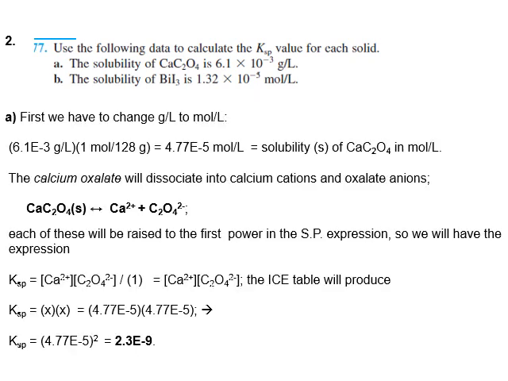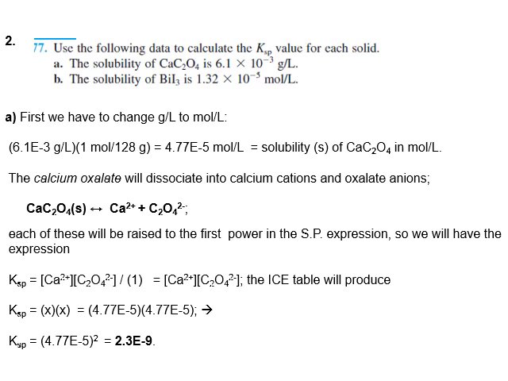So here's A. All we have to really do for this one is just divide the 6.1 times 10 to the minus third by 128. The way I have it is equivalent to dividing. And so you get 4.77 times 10 to the minus fifth, and that's moles per liter, right? So that's what we want.